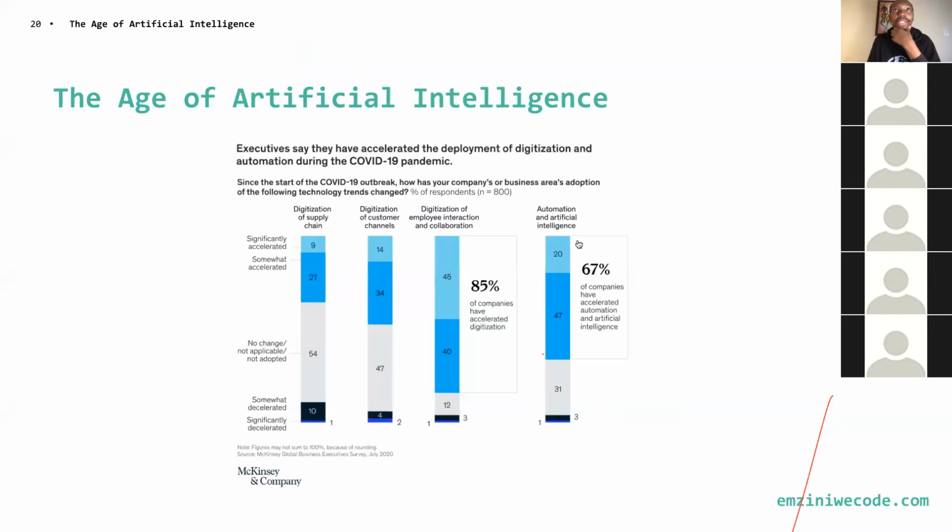So, the age of artificial intelligence. I was reading a paper from McKinsey. It was published last year in September. They sent a survey to like 800 executive members, and they were just asking them how the COVID-19 pandemic is actually disrupting work.